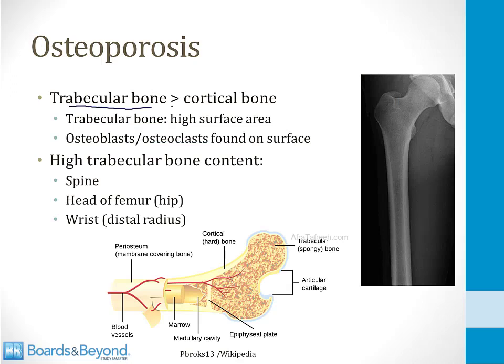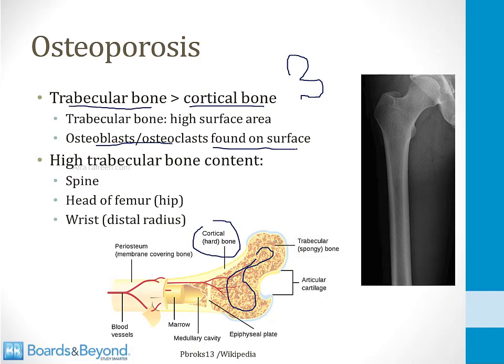Osteoporosis affects trabecular bone more than cortical bone. If you look at this drawing at the bottom of the screen, trabecular bone is the spongy bone found at the ends of long bones. Cortical bone is the hard bone that surrounds long bone. And trabecular bone is trabeculated, meaning it's honeycombed, and therefore there's lots of bone surface area. Osteoblasts and osteoclasts are found on the surface of bone, so there's lots of surface area for them to reside in the trabecular bone. And when osteoporosis develops from too much bone breakdown, it therefore affects the trabecular bone more.